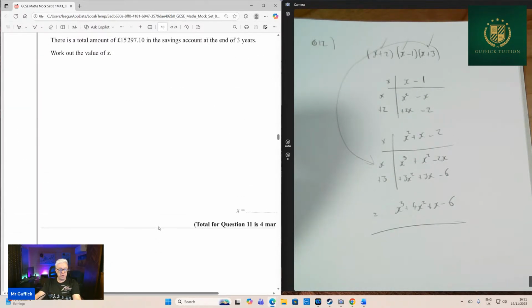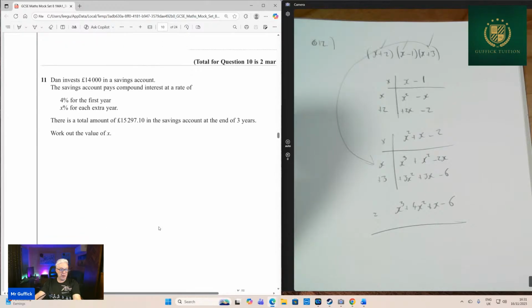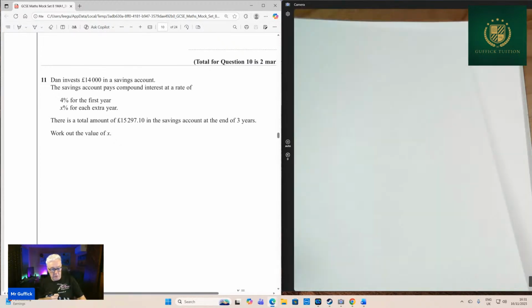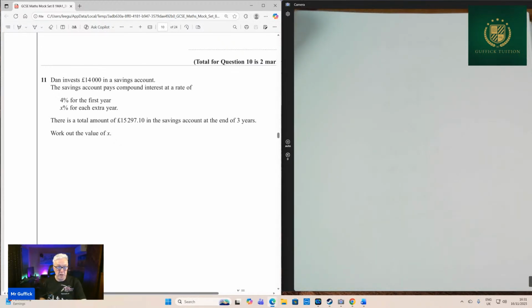I will do one or two more questions because this one is one that I know that people get wrong for sure. So what's going on with this one? It says Dan invests £14,000 in a savings account, okay? And the savings account pays compound interest at a rate of 4% per year for the first year, and then X% for each extra year. The total amount in the savings account at the end of 3 years is £15,297.10. Work out the value of X.